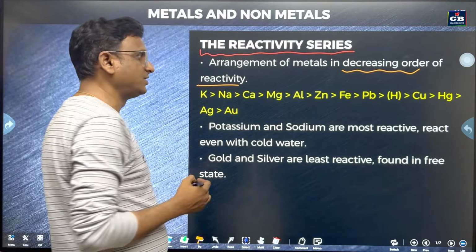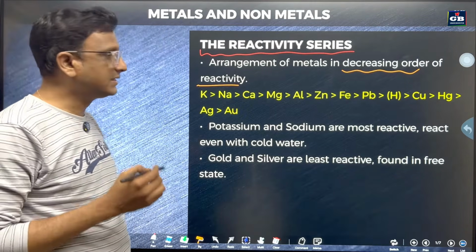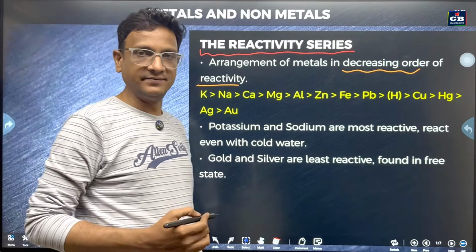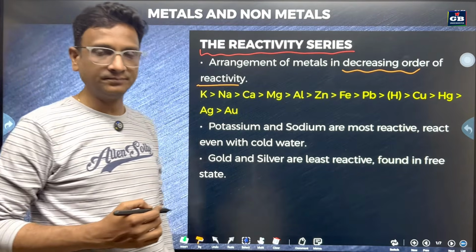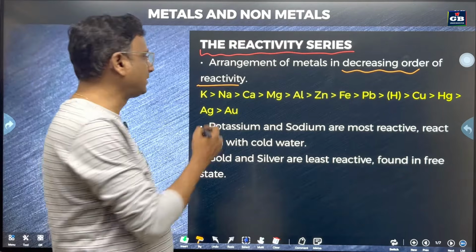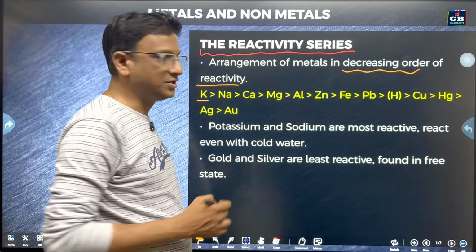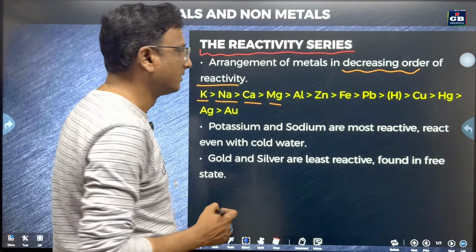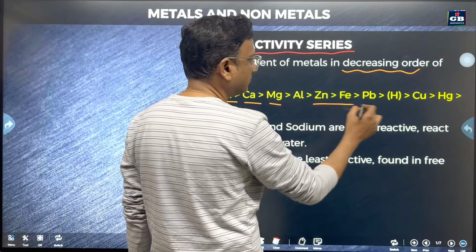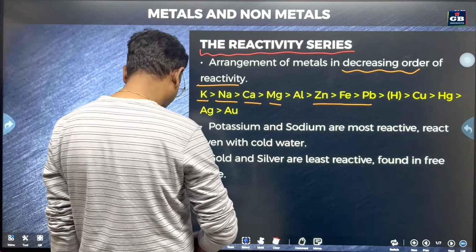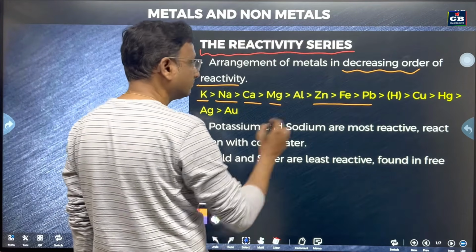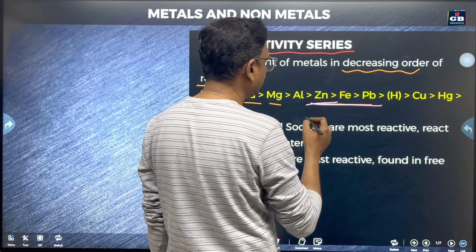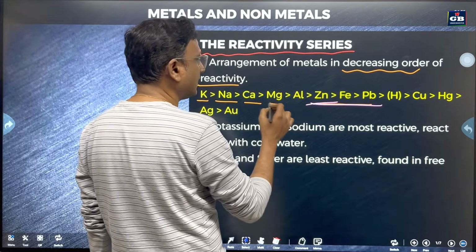So here we have an arrangement of metals in decreasing order of their reactivity. Based on their reactivity, they are arranged in decreasing order. The highly reactive ones are in the beginning: potassium, sodium, calcium, magnesium, aluminium. Then zinc, iron, lead, these are the medium reactive. We can say that these four are highly reactive.